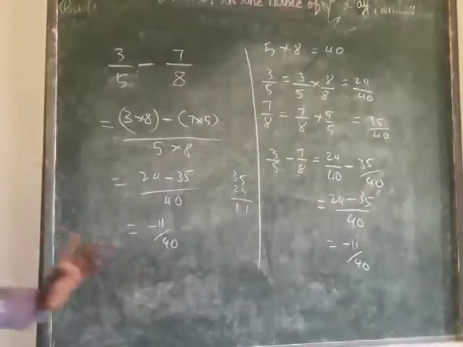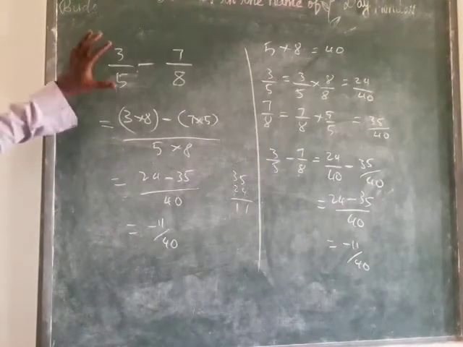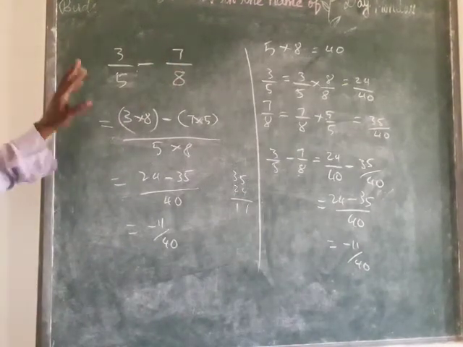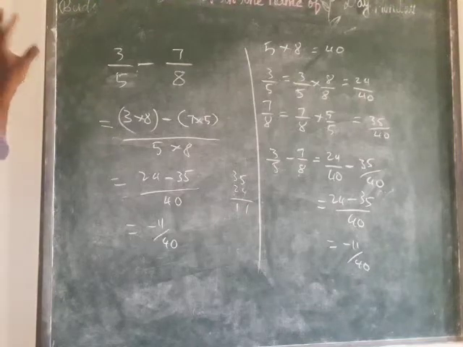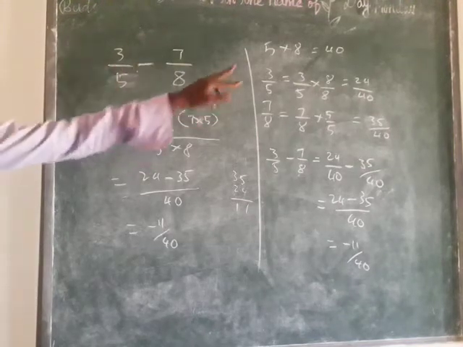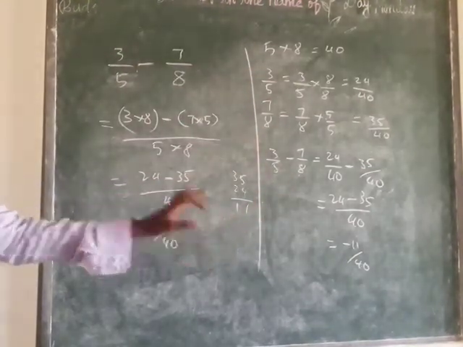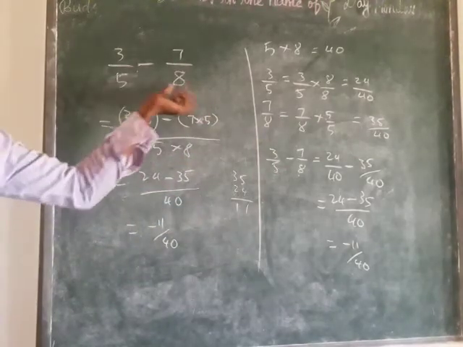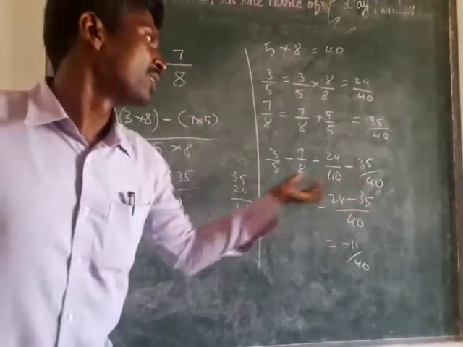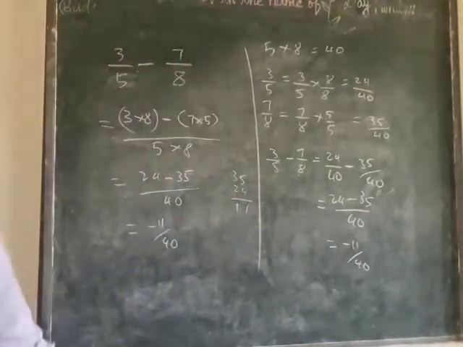So both methods are the same. You can follow either to add or subtract unlike fractions. You can multiply using cross multiplication or use the LCM. What do we mean by LCM? Nothing but changing the denominators into equal denominators, so change into 40 and 40. You can follow any one.